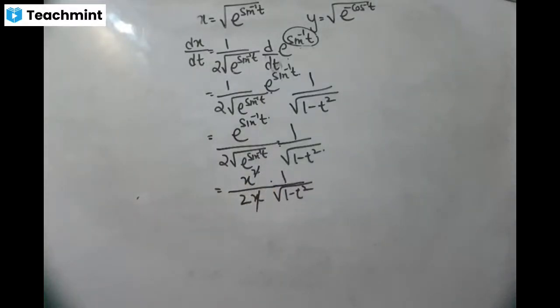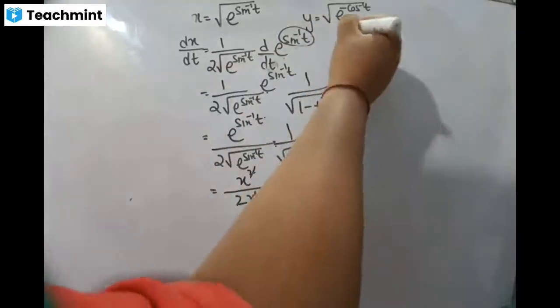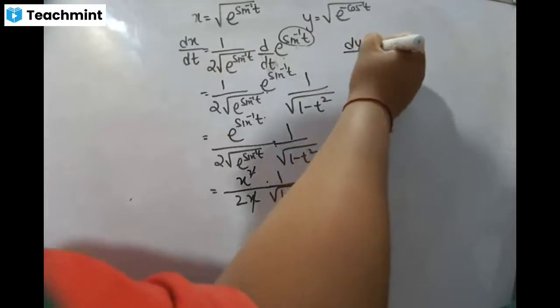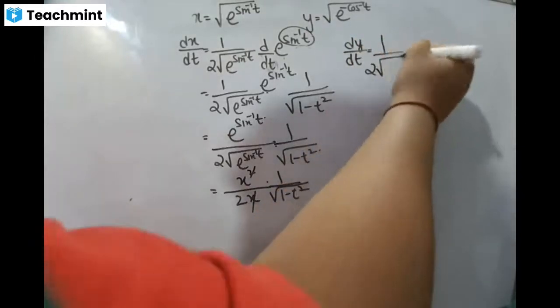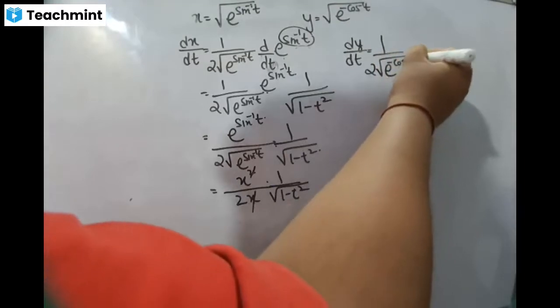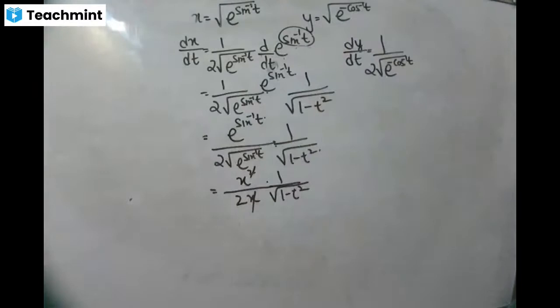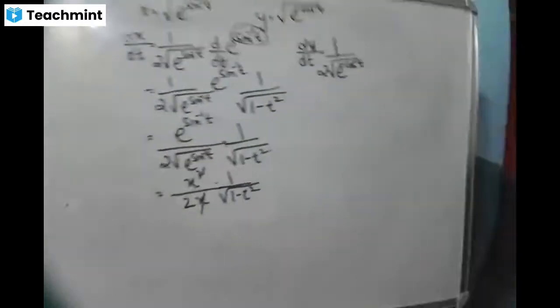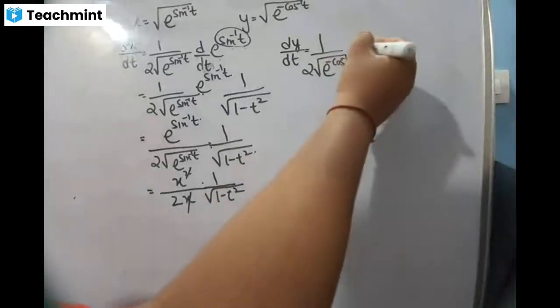So in a similar way, please help me find out the value of this. So what will be the value of this? When you differentiate, what do you get? You get dy by dt equal to, it's going to be 1 by 2 root e to the power minus cos inverse t, but this is just an assumption. So I'll just take the camera a bit this side. So this is just an assumption.